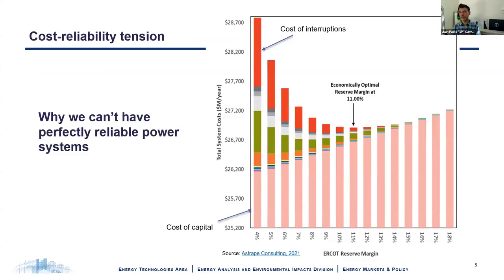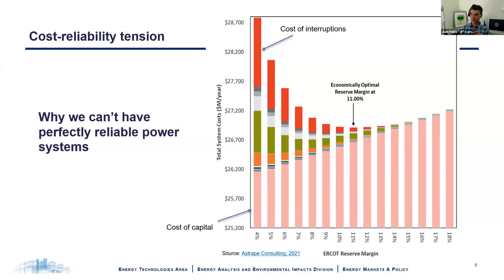So this is what I was alluding to in terms of the cost and reliability tension. This is a diagram from ERCOT, the system operator from Texas, who was developing this analysis where they were contrasting different reserve margins at the bottom. To the left you have a low reserve margin, which is the cheapest way to operate the system, and to the right you have a much higher reserve margin, which means I have a larger buffer in my system. And you can see here how there is a clear trade-off that appears.